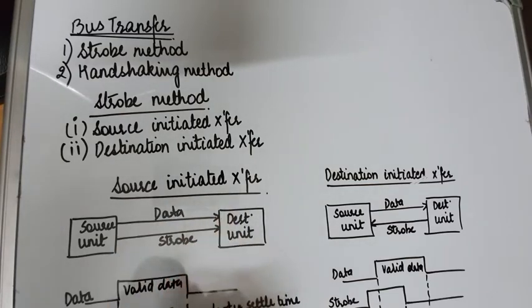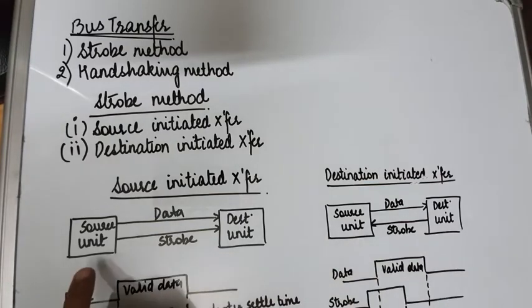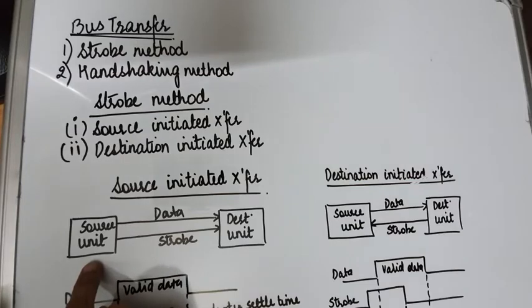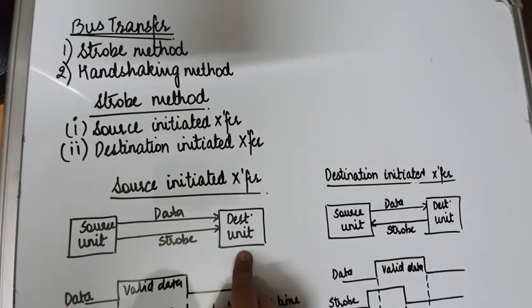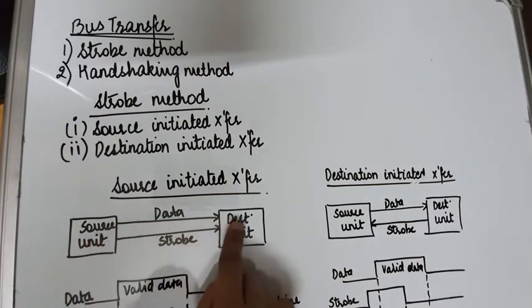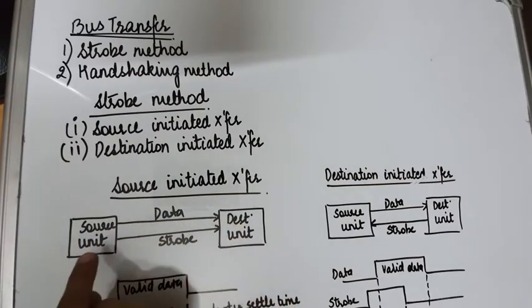First, we will discuss source initiated transfer. In source initiated transfer, there are two units, the source unit and the destination unit. The source unit is the transmitter of data and the destination unit is the recipient of the data. The data bus is running from the source unit to the destination unit.